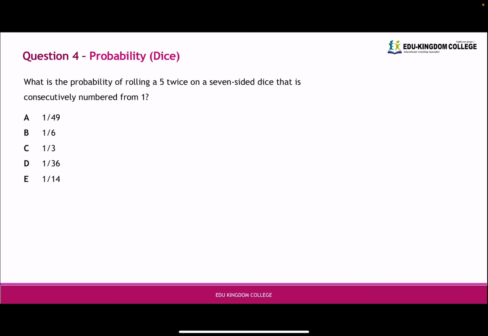So, probability. When we look at the probability of this dice here, because it's a 7-sided dice that's numbered from 1 to 7, okay, rolling a 5 is a 1 in 7 chance.